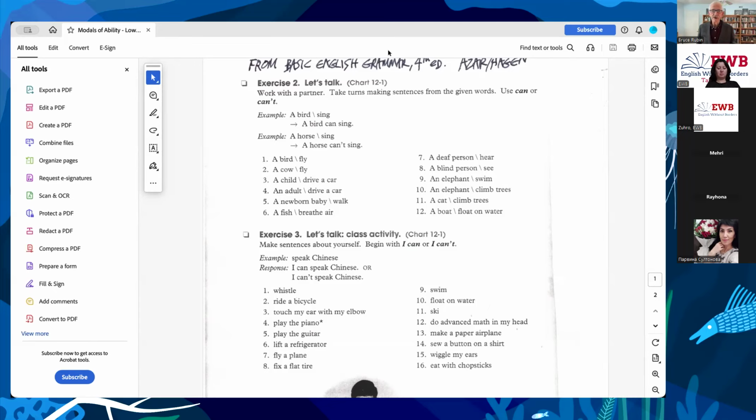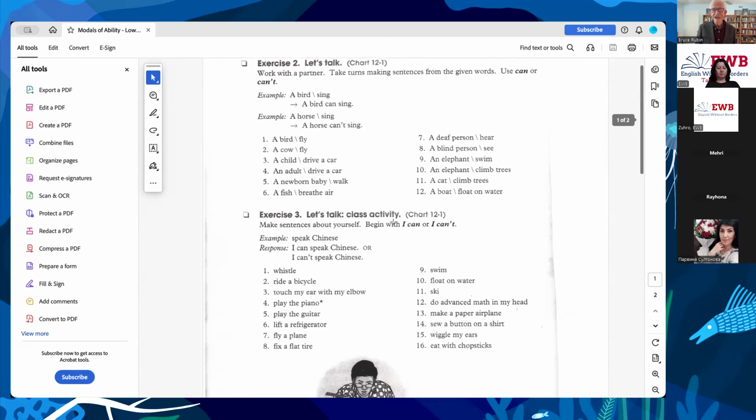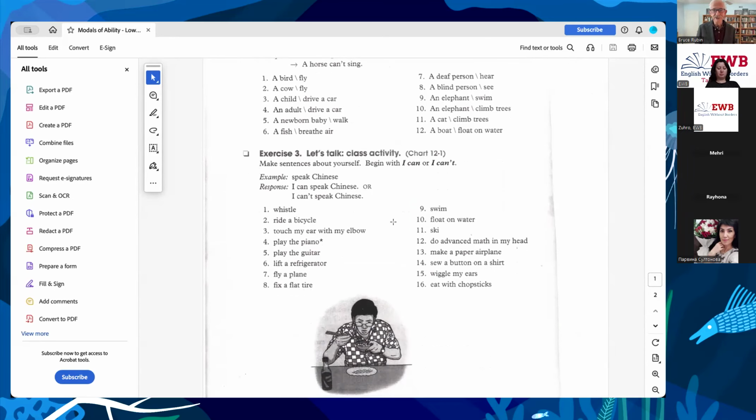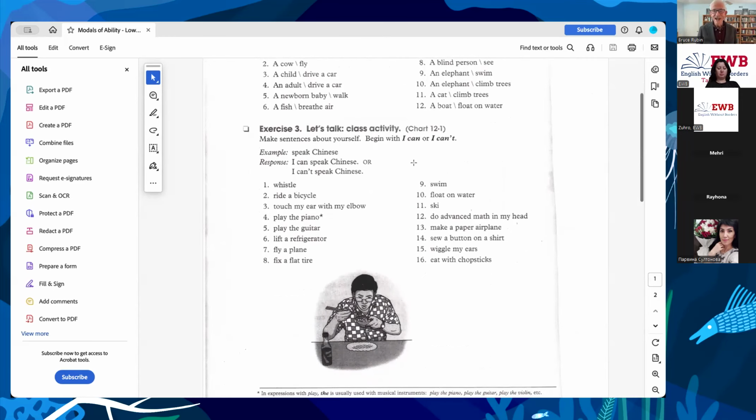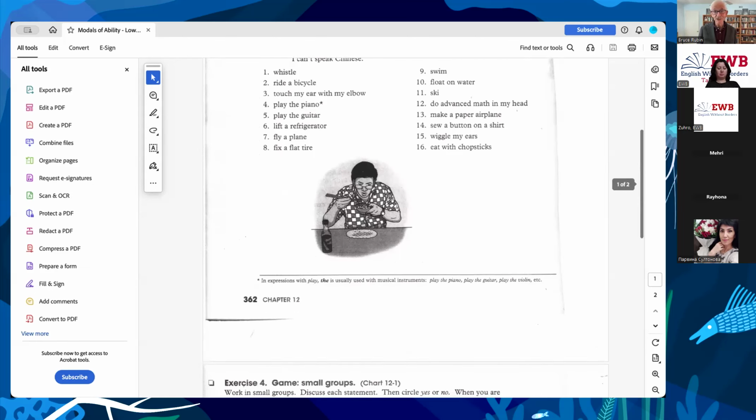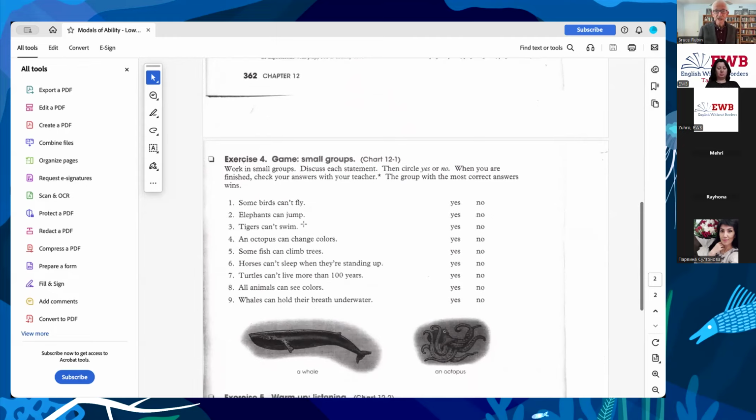But here's a very simple exercise where students take turns making sentences with a bird can sing, a horse can't sing. So here you have examples. You'll notice quite a few animal examples in some of these lower level activities. Here's another one. And I have a variation on this coming up in just a minute. I can or I can't. I can speak Chinese or I can't speak Chinese.